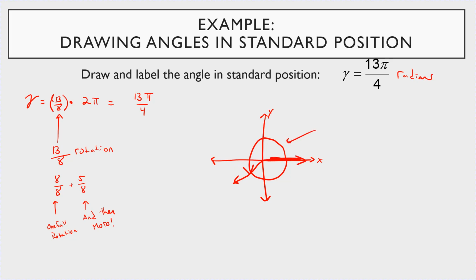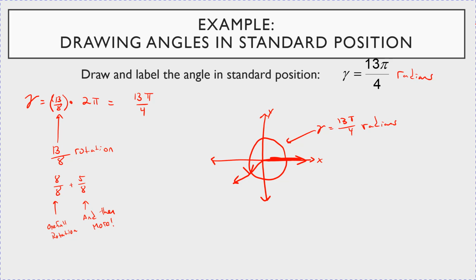So this here is the angle gamma, 13 pi over 4 radians. It went all the way around once and then boom, back to there, another 5/8 of a rotation.